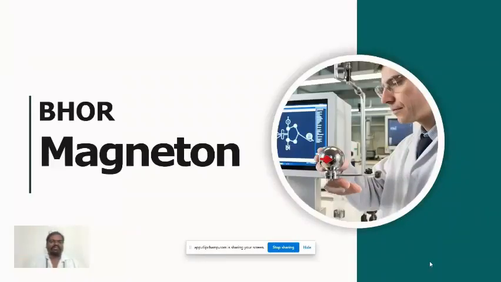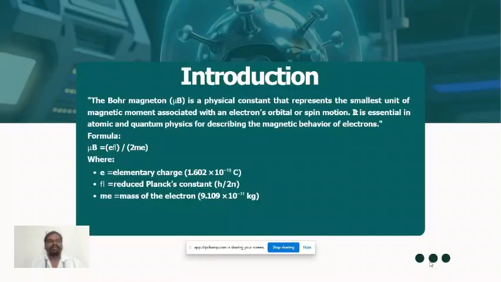Nanda Balaji. Today we are discussing the topic of Bohr magneton. Ever wondered how we measure the magnetic moment of an electron? The answer lies in a fundamental unit of magnetism called the Bohr magneton.